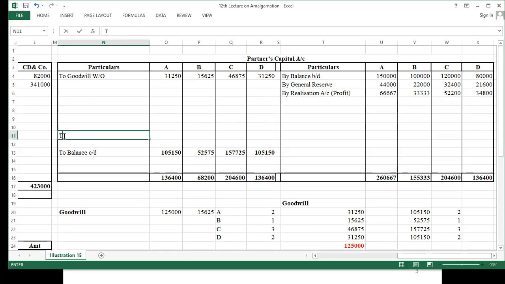तो यहाँ पे हम लिखेंगे to current account star mark. ठीक है. So let's find out here. Minus goodwill amount minus closing balance. Okay. And same thing we will going to do here. For C and D, there will be no current account. So this is how my account got tally.